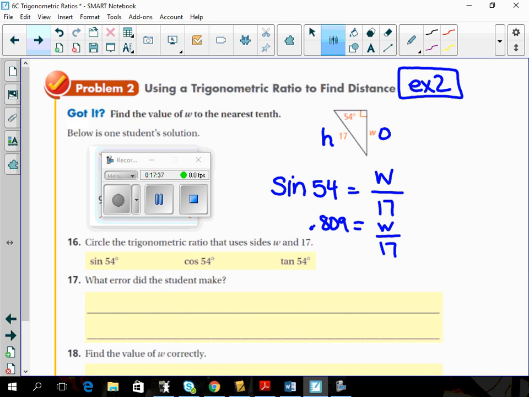What would I do here? How do I solve for W? Let's remember back to algebra. Good, I'm going to multiply both sides by 17, because right now it says W divided by 17. So if I multiply both sides by 17, these cancel, don't they? So W is just equal to 17 times whatever you just did. So what's W?